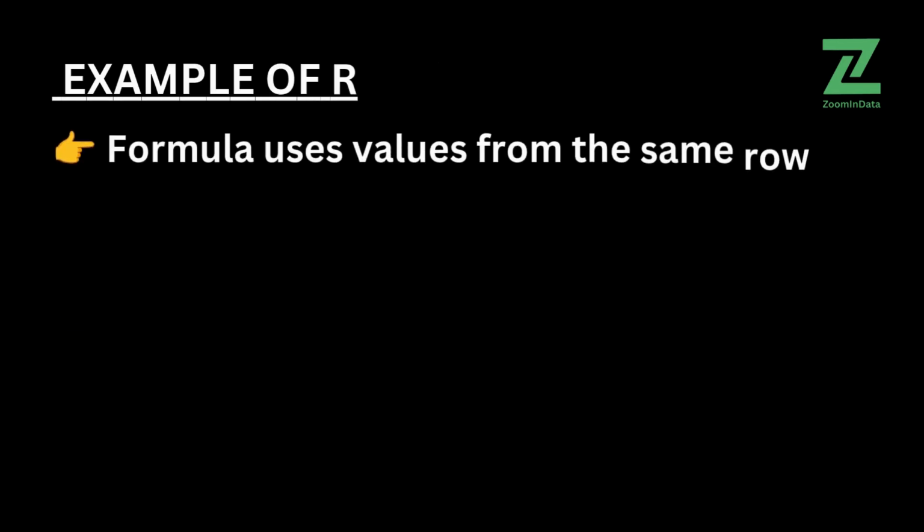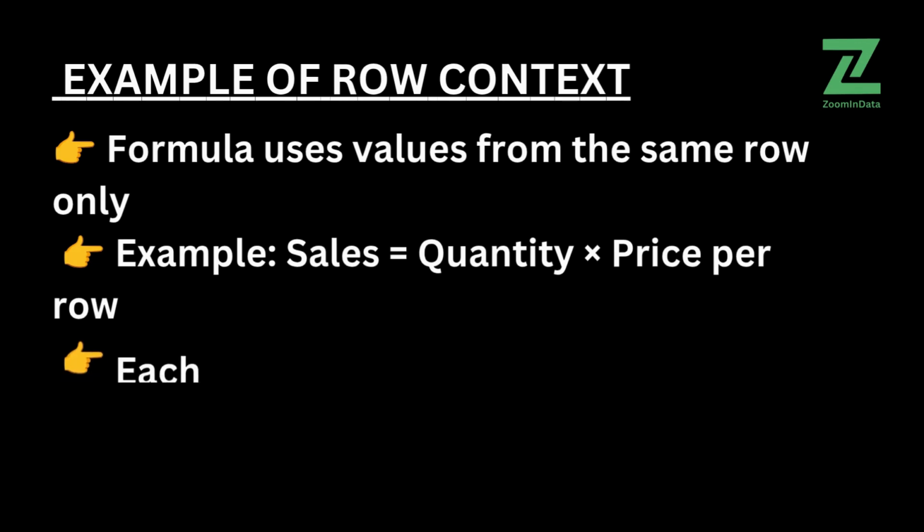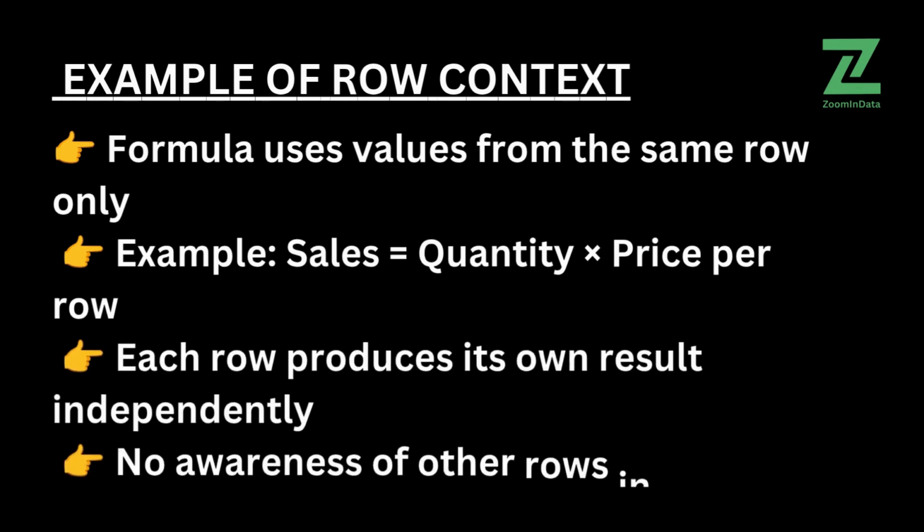A common example of row context is calculating sales by multiplying quantity and price for each row. In this scenario, the formula uses only the values available in the current row. Each row generates its own result independently. There is no interaction or awareness of other rows in the table, which clearly demonstrates how row context works.